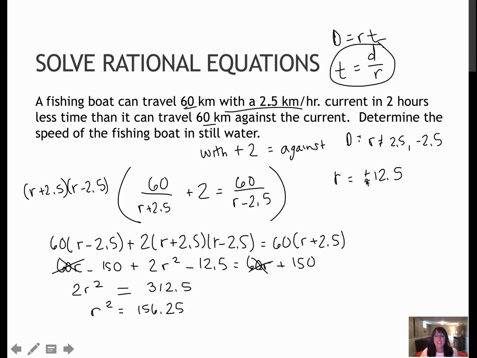Now, of course, the negative 12.5 makes no sense in this case because we're talking about a rate. And so the speed of the fishing boat in still water is 12.5 kilometers per hour. Now, if they asked us how fast is the boat moving with the current and against the current, with the current we would add that 2.5, so it would be 15 kilometers per hour, and then 10 kilometers per hour on the way back by subtracting the 2.5.